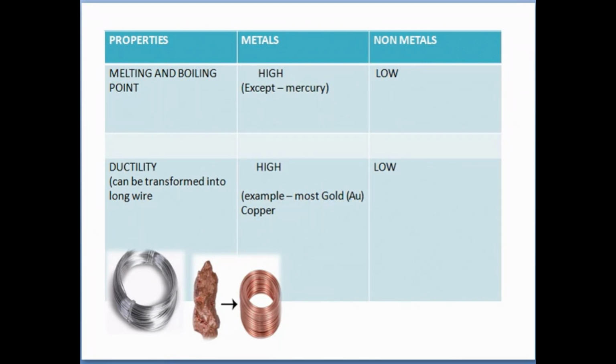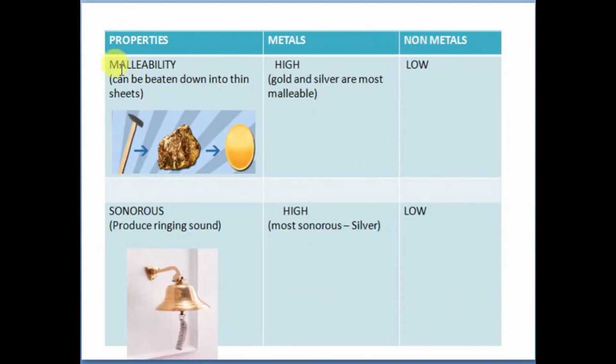Then we have our other property, that is malleability. Metals are highly malleable, and non-metals have low malleability. Malleability means you can beat them down into thin sheets. Here you can see that this is a hammer. Beat it and give it this shape. Okay, it has been given the shape of a coin. So malleability means it can be beaten down into thin sheets.